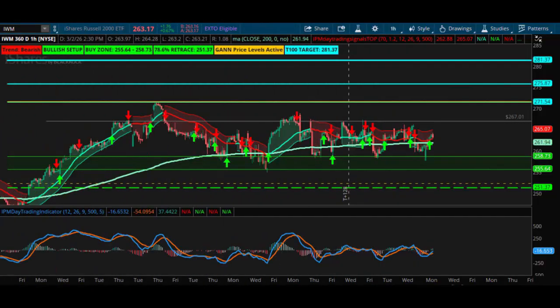In this short video, I'm going to go over how I use the institutional pivot matrix to make trades on a daily basis. So the first thing I want to do is set up a trading framework. And the way I do that is I want to see where IWM is on different time frames.